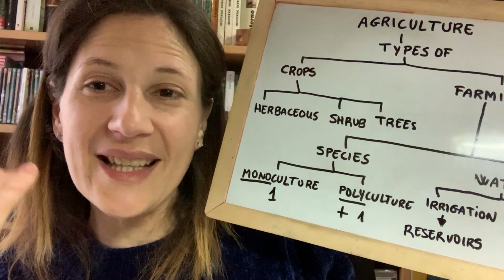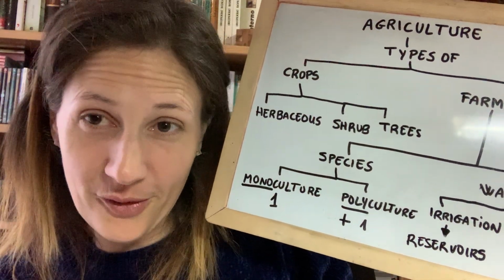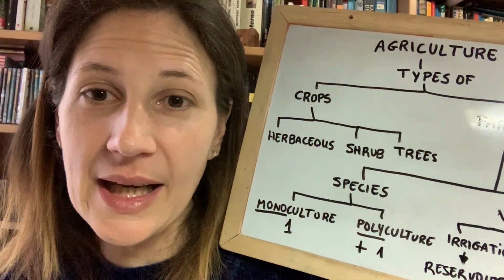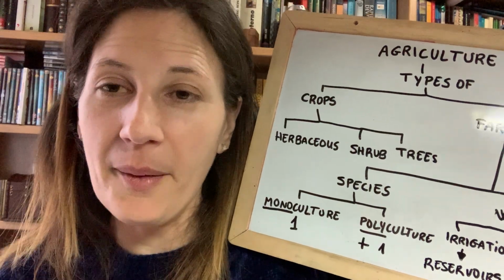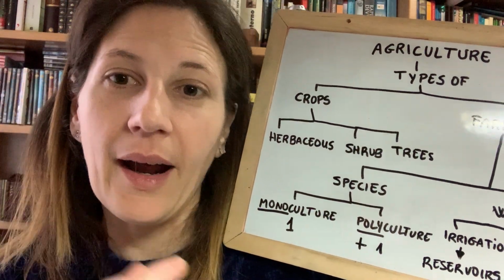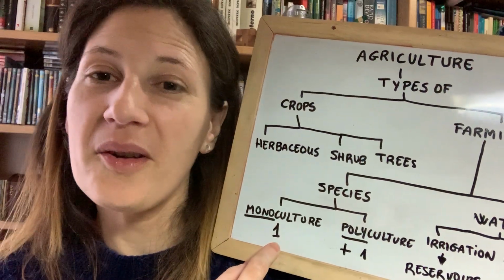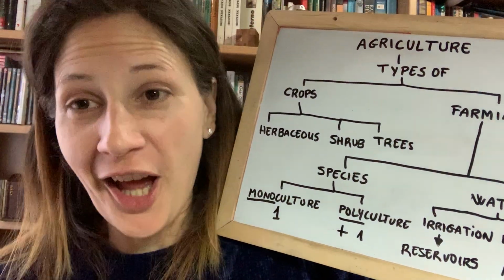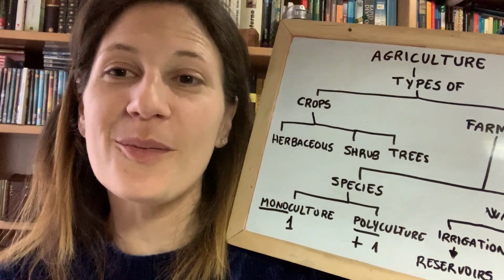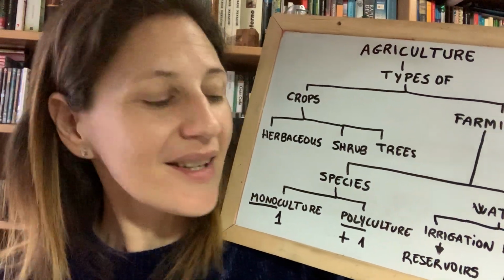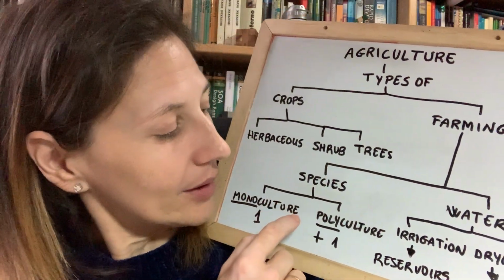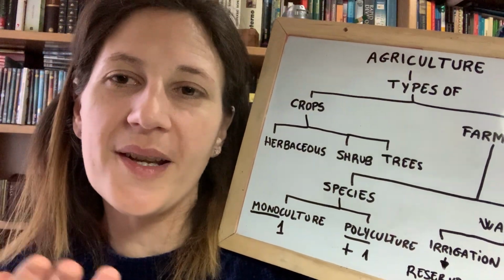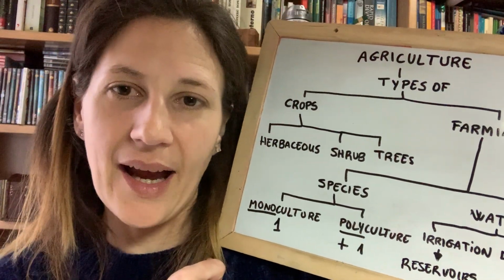Do you remember always Latin and Greek when we are talking about the origin of words? Here we go again. Mono means one, remember. Monosílabo, una sílaba, okay? Monolítico, una piedra. Mono means one, okay? One species of plants. Poly means a lot. Remember, polisílabo, muchas sílabas, okay? So, poly means a lot. Polyculture means agriculture with more than one or two species in the same area, okay?